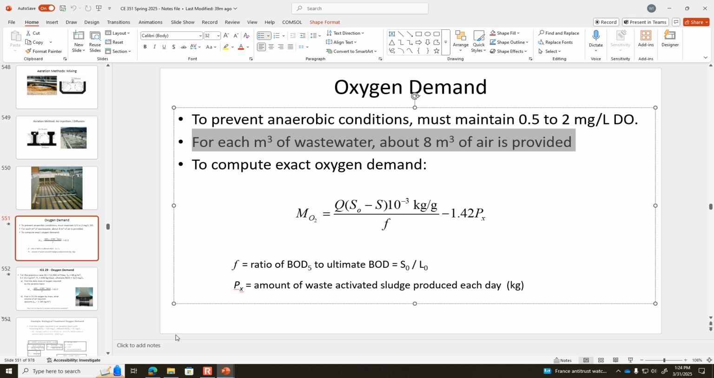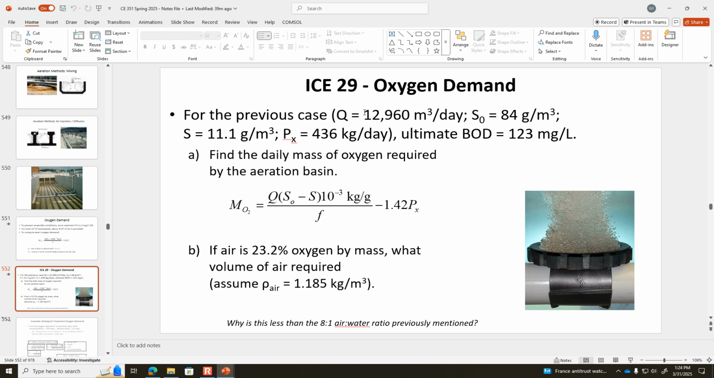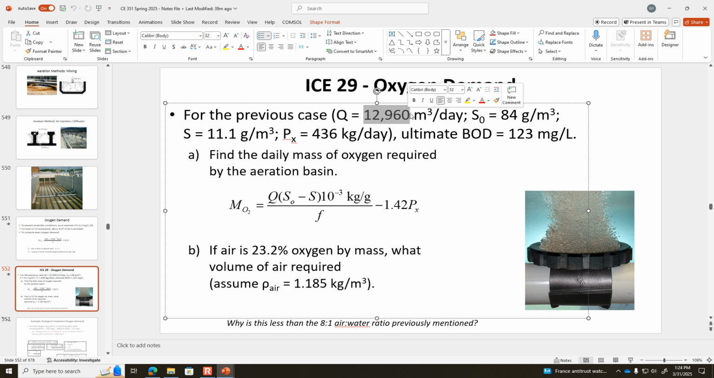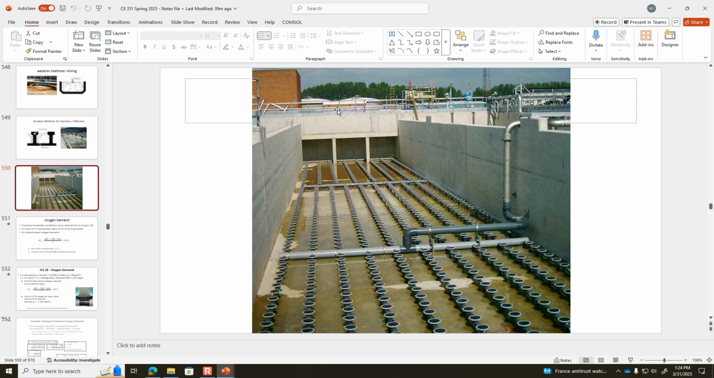So what was our volumetric flow rate in this example? The water is coming in at 12,960. So 12,960 multiplied by 8, the rule of thumb would say we need about 104,000 cubic meters of air per day. This is saying only 2,700. The reason is that most of the air that is injected at the bottom of the aeration basin floats to the top. There's very poor exchange or diffusion of the oxygen into solution.